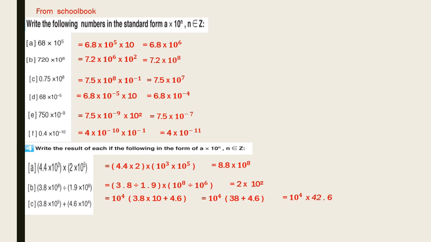So we must move this decimal point to between 4 and 2. So it will be 4.26 times 10 to the power 4, and here we moved only one step to the left, so it will be times 10. And here we have equal bases, add the powers. So it will be 4.26 times 10 to the power 5.